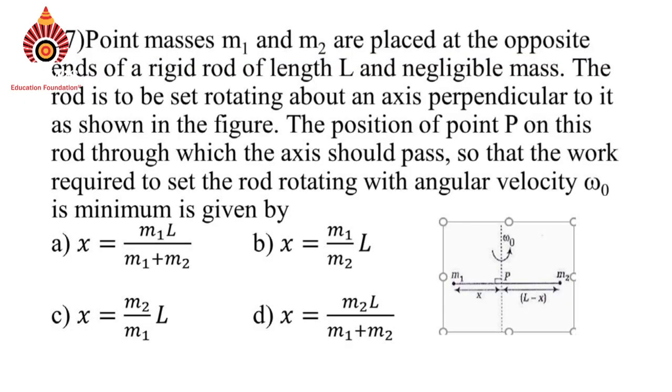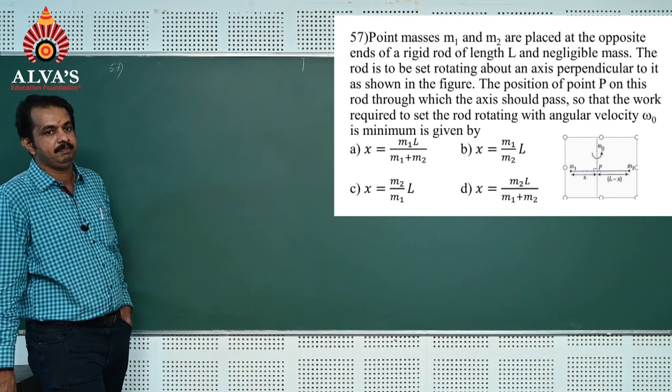Number 57. Point masses M1 and M2 are placed at two opposite ends of a rigid rod of length L and negligible mass. The rod is to be set rotating about an axis perpendicular to it, as shown in the figure. The position of the point P on the rod through which the axis should pass, so that the work required to set the rod rotating with angular velocity omega naught is minimum, is given by.